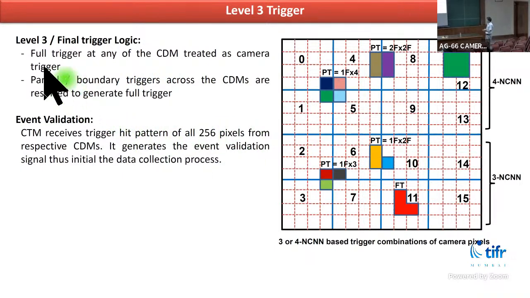Now in the case of this cluster digitizer module, we are sending a single signal only. Whenever a partial twofold is generated, a pulse goes to the control and trigger module. Along with this pulse, we also send the trigger hit pattern, because we have to know whether the duplet is from this side or that side, which duplet participated in the event formation. The trigger hit pattern of all 256 pixels from the respective CDMs is sent to the CTM, and it generates the event validation signal, which initiates the data collection process.